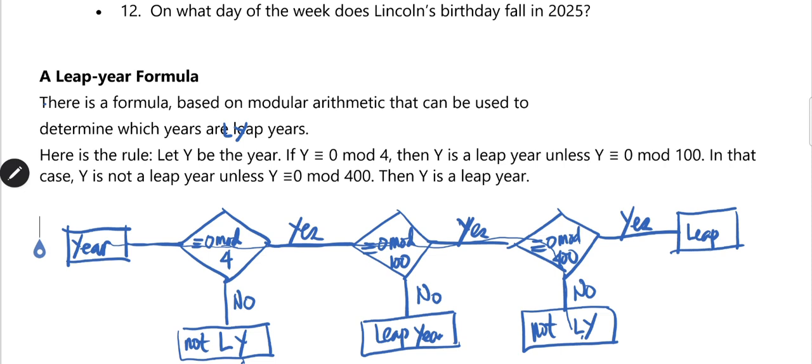Now, there are also two cases where it's a leap year. The first one would be when it is congruent to 0 mod 4, but not congruent to 0 mod 100. And then the other case would be if it is congruent to 0 mod 4, congruent to 0 mod 100, and congruent to 0 mod 400.